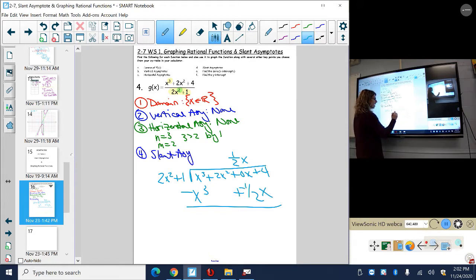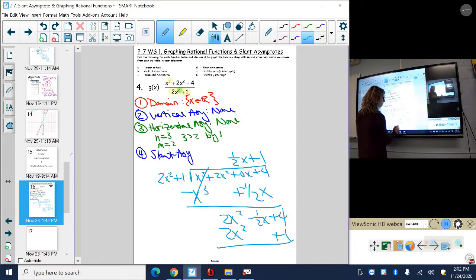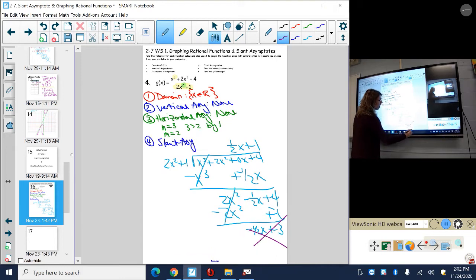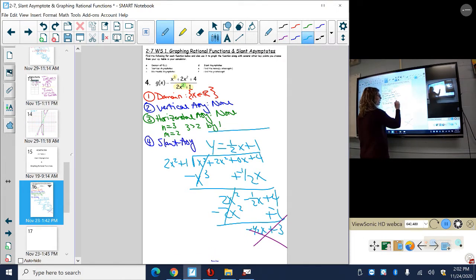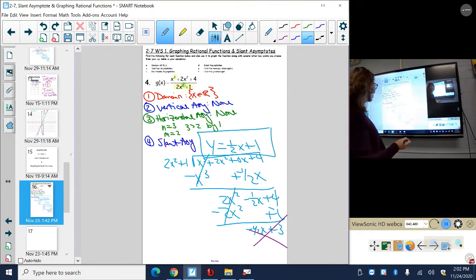Okay, change the signs. Those cancel out, and that gives me a 2x squared minus a half x plus a 4. Go ahead, and what do I multiply 2x squared by to give me a 2x squared? How about a 1? 1 times that gives me a 2x squared plus a 1. Change the signs, those cancel out, negative 1/2 x plus 3. This is not relevant. I don't need it. What I do need is this right here. That is my slant asymptote. Okay? That is my slant asymptote.